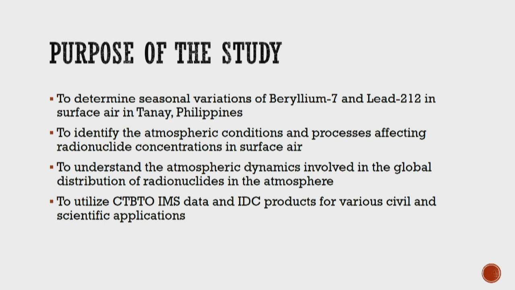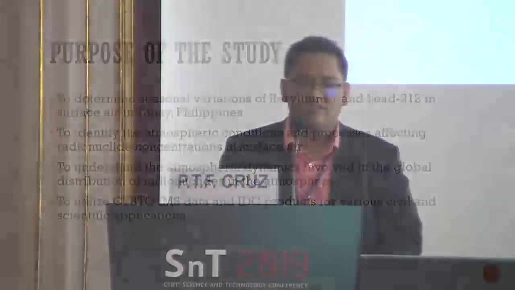The purpose of the study was to determine the seasonal variations of beryllium-7 and lead-212 in surface air, to identify the atmospheric conditions and processes affecting radionuclide concentrations in surface air, to understand the atmospheric dynamics involved in the global distribution of radionuclides in the atmosphere, and of course to be able to utilize the CTBT's IMS data and IDC products for various civil and scientific applications.